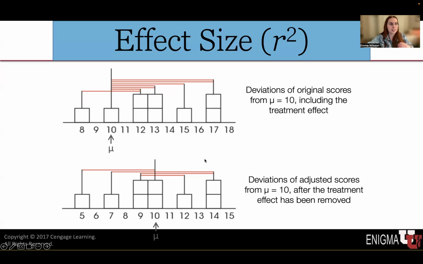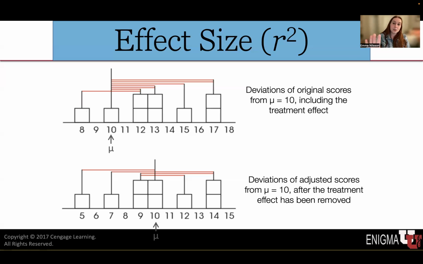First, I want you to notice that the adjusted scores are now centered at the hypothesized mean of 10, indicating that there's no treatment effect, because that's our null hypothesis, right? If there's no treatment effect, the mean of the sample is going to be the same as the hypothesized population mean. Also notice that these red lines are noticeably smaller than they are when the treatment effect is in place. So if we take the difference between this top graph and this bottom graph, we get the variability that is due entirely to the treatment effect. Essentially, this minus this gives us the treatment effect.